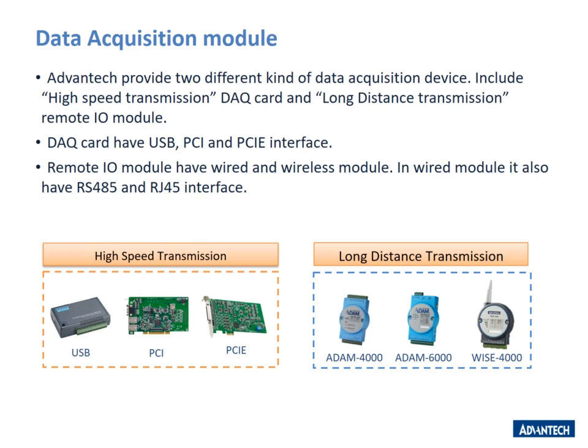And the right hand side is the remote I/O module. It can support wired connection like RS485 and RJ45. It also supports wireless connection like Wi-Fi or LoRa. This kind of module has longer transmission distance, therefore it can be used in environment monitoring.